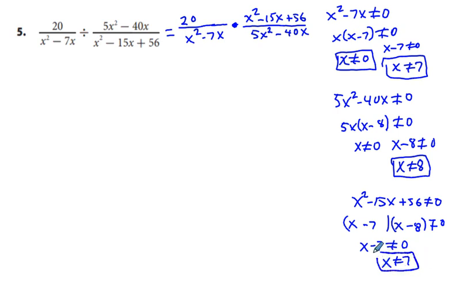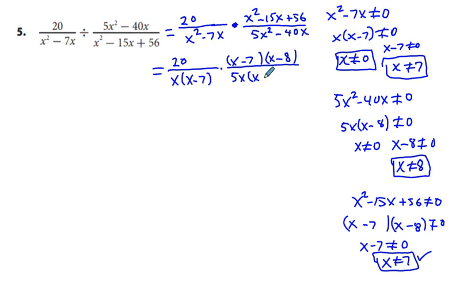So look at all those exclusions we have here. We have x cannot equal 0, x cannot equal 7, which we already figured out up here, x cannot equal 8. So these three, we've already covered before. So let's rewrite this expression here. We have 20, and then we rewrite this x squared minus 7x as x times quantity x minus 7. And then we rewrite this x squared minus 15x plus 56 as quantity x minus 7, x minus 8. And then in the denominator, we rewrite this as 5x times quantity x minus 8.